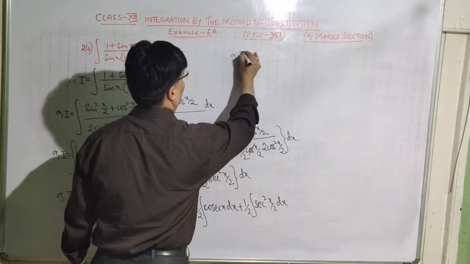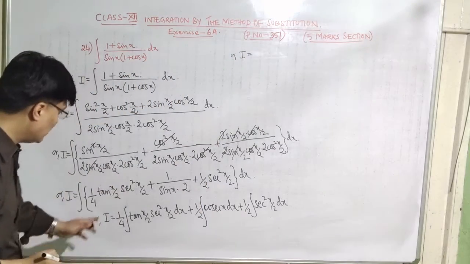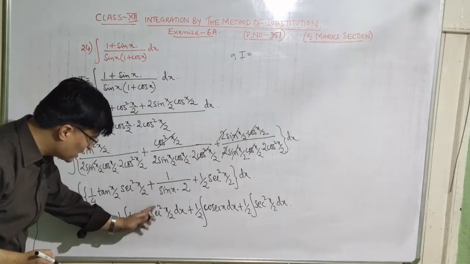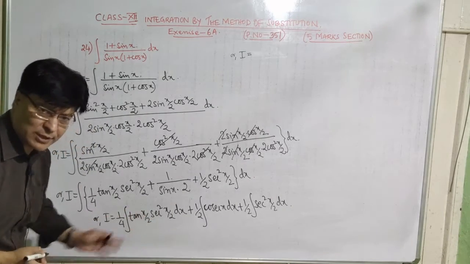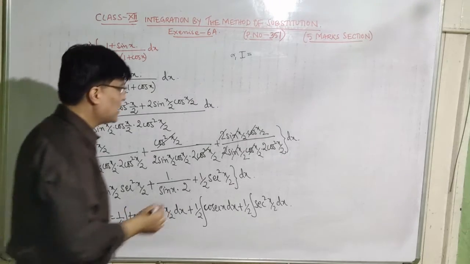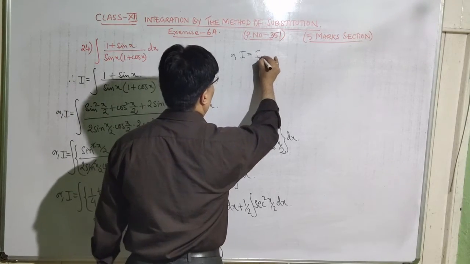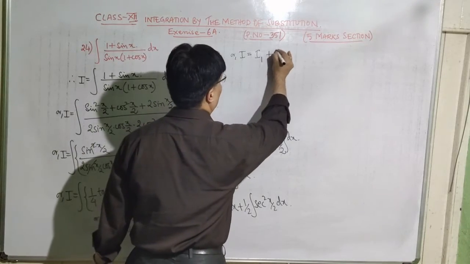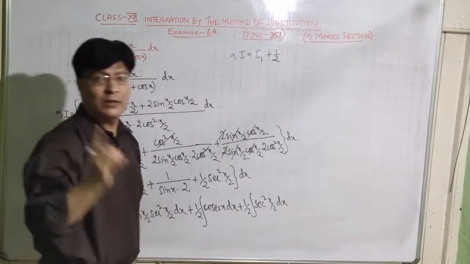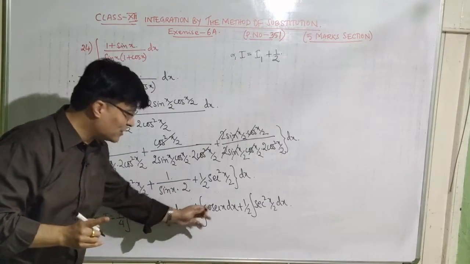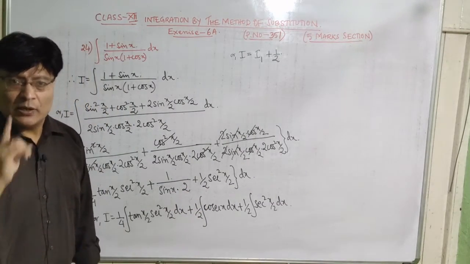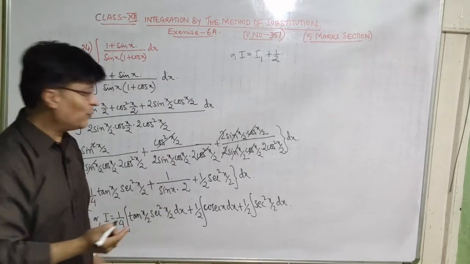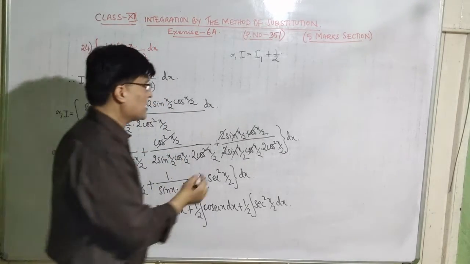Or I is equal to, how will you evaluate this integration? The differentiation of tan x by 2 will be sec square x by 2. Here you have to do the method of substitution. Isn't it? Let us write it as I1. So let us write it as I1 plus half into, now you know that what is integration of cosec x? Directly you can write down the formula. You know the formula, isn't it? What is integration of cosec x?